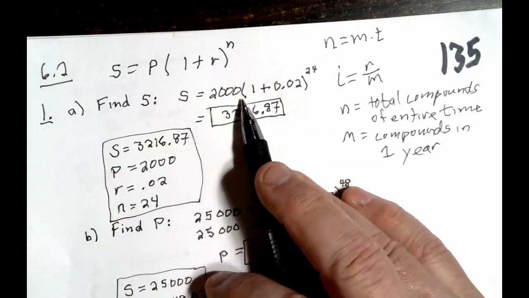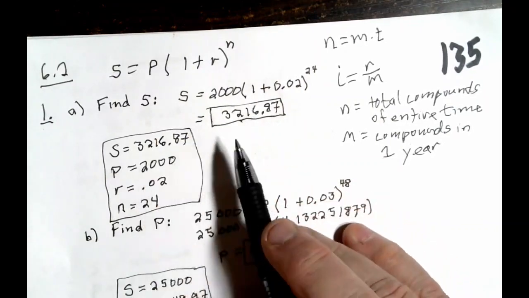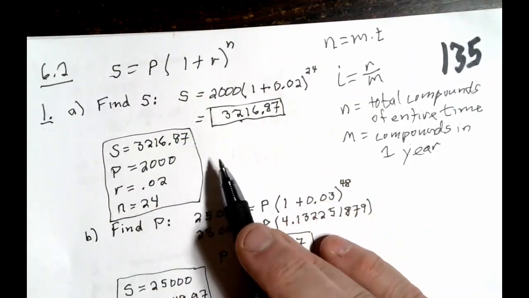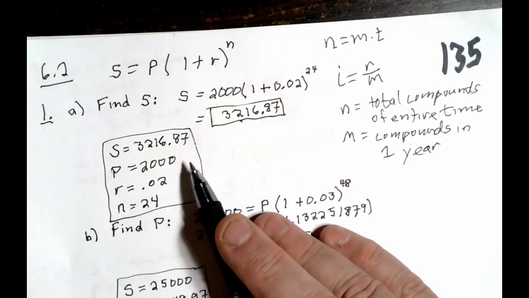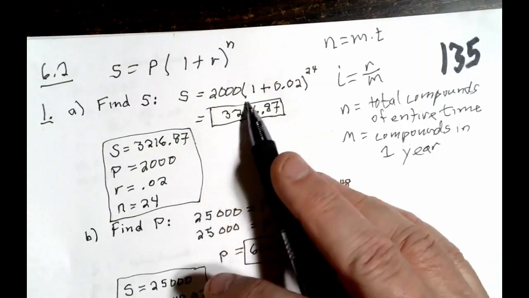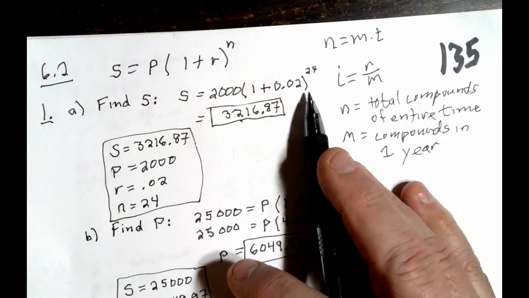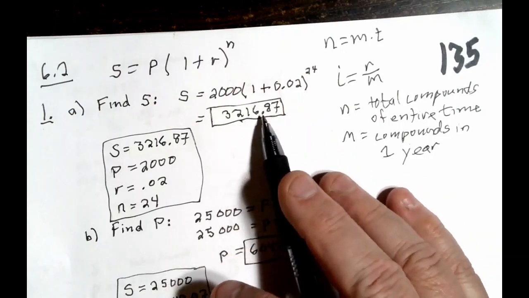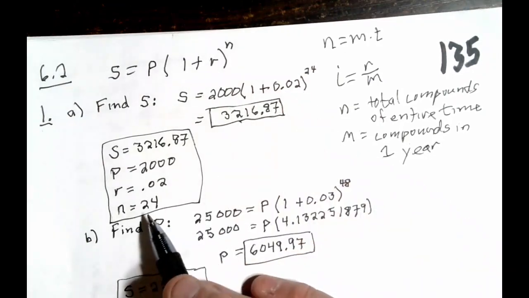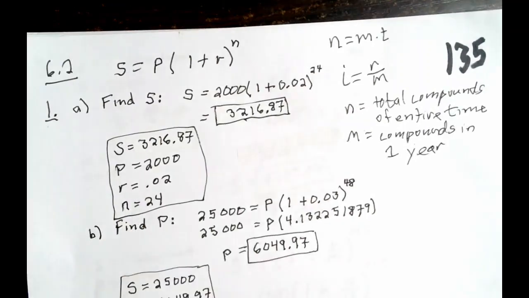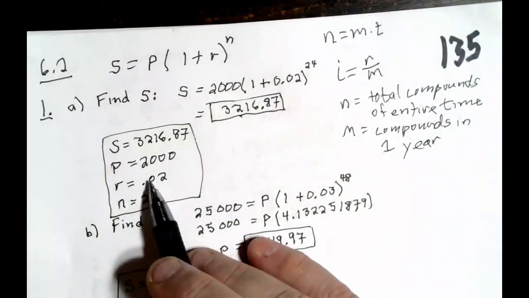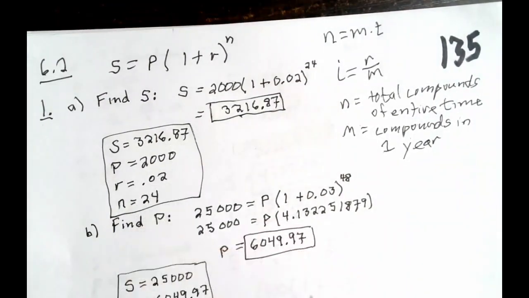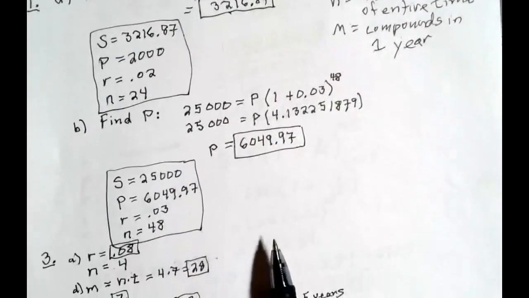Alright, so in 1A, they tell you S is 2,000. Actually, they don't tell you S is 2,000. They say S equals 2,000 times 1 plus 0.02 raised to the 24, so you crunch it down and you get your answer. From this I was able to figure out that N is 24, R is 0.02, P is 2,000, and S is that. You didn't need to write that down, but I did.